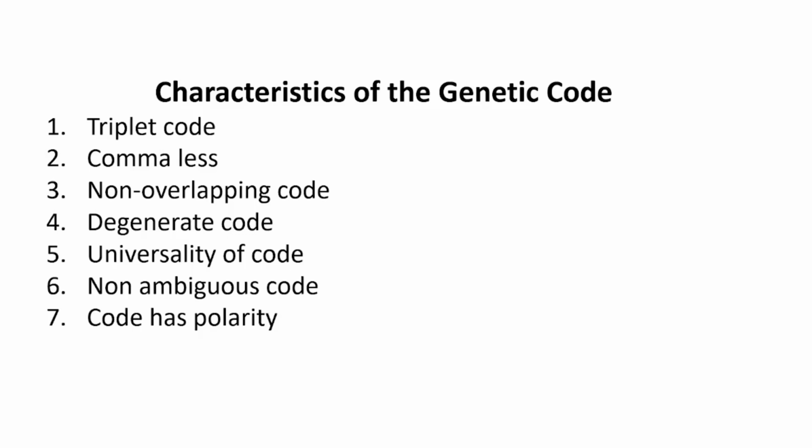Let us now talk about the characteristics of the genetic code. The genetic code is a triplet code. It is commaless. It is a non-overlapping code. It is a degenerate code. It is universal, non-ambiguous, and it also has polarity. Let us talk about each of these characteristics in detail.